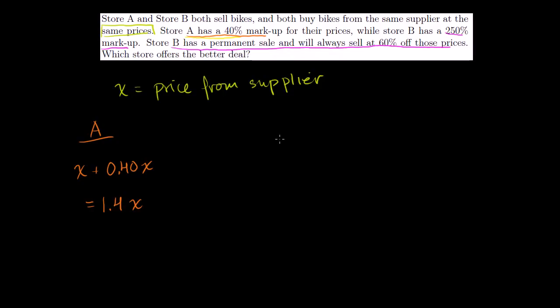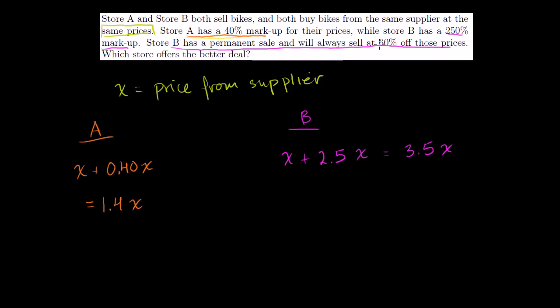Now, Store B is a little bit more interesting. Store B, so they have a 250% markup. So they claim to sell their bike for x plus 250%. That's the same thing as 2.5 times x. 100% markup would literally mean another x. This is 250%. As we said, you can just divide by 100. You get 2.5. Get rid of the percentage sign. So they sell at x plus 2.5x, which is equal to 3.5x. That's kind of their ticket price.